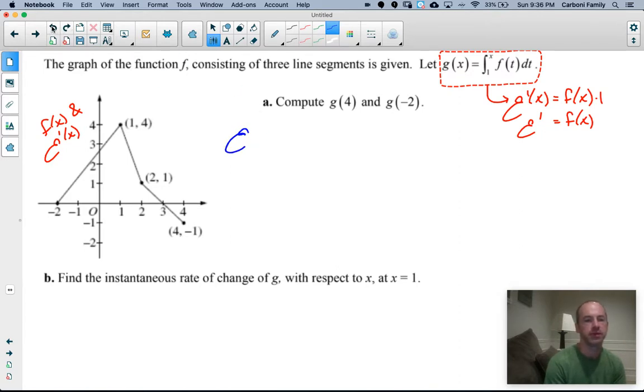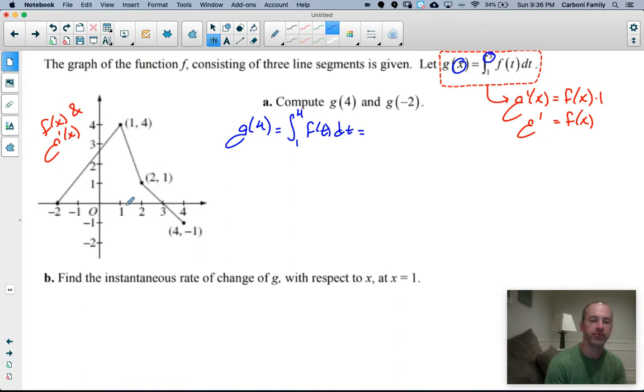G of 4. Let's see. My g's are weird. That's a little better. So g of 4, first step is just going to be algebra. G is the function from 1 to x, so g of 4 would be the, not the function, the antiderivative from 1 to 4 of f of t. So my first step is just an algebra maneuver. Replace the x with whatever number is in its place. And then we have to use our calculus knowledge. That is an area question.